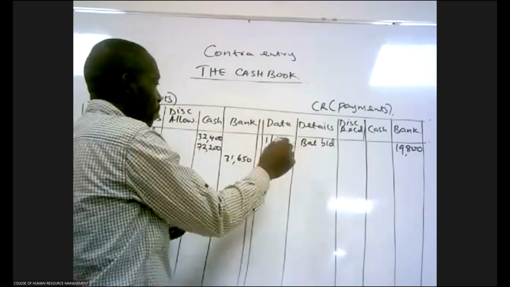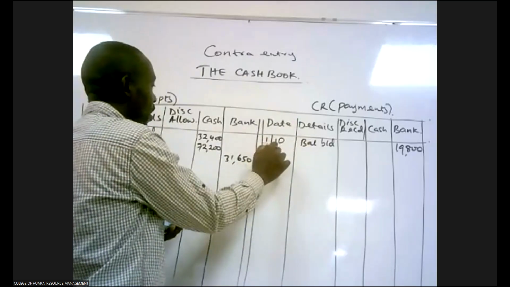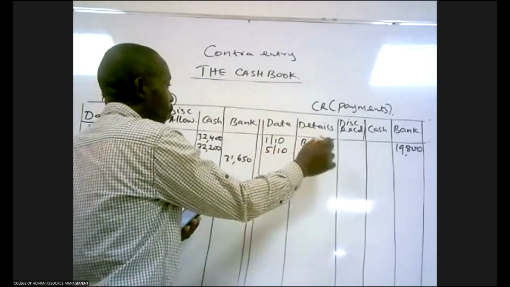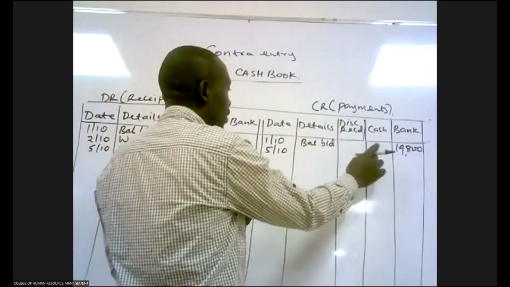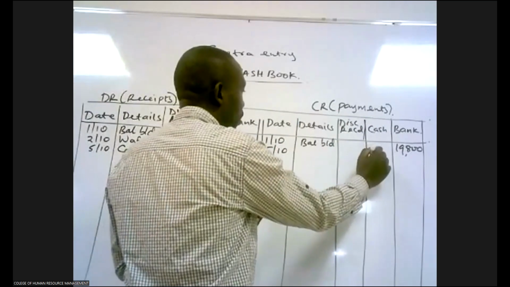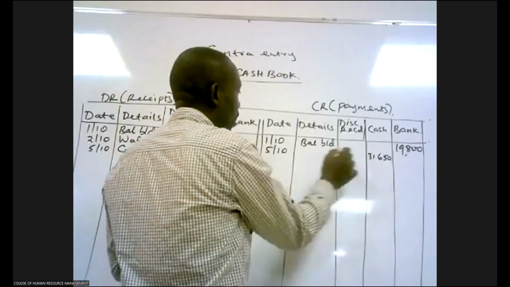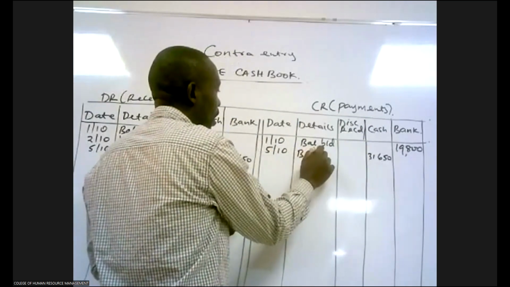Then you go and make it as a payment on the other side, 5th of October. There is a payment because we are taking it from cash, so it is cash that is reducing, that 1,650, and it is going to the bank.